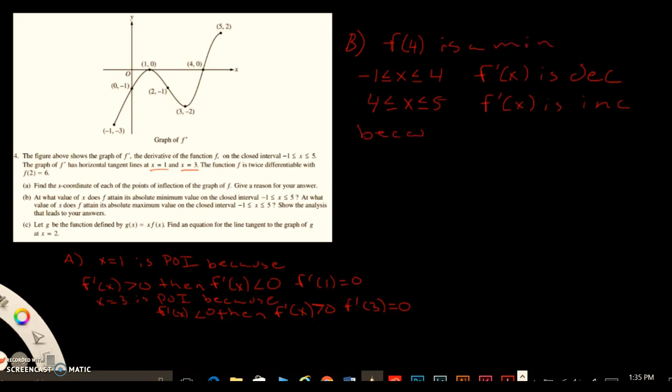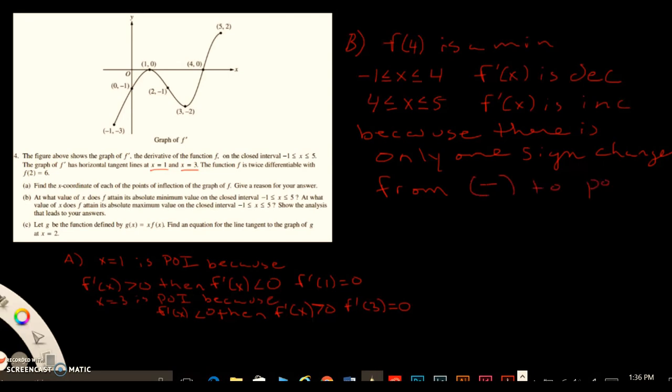So now we can say f of 4 is a minimum because there is only one sign change from negative to positive at x equals 4.